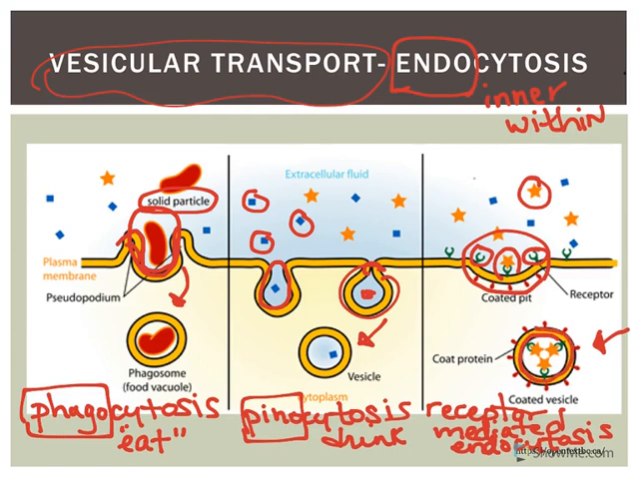Examples of things that are brought in by receptor-mediated endocytosis would be things like VLDL and LDL, so very low density lipoproteins and low density lipoproteins. These are ways we can get things like cholesterol into the cell. So those are some examples.